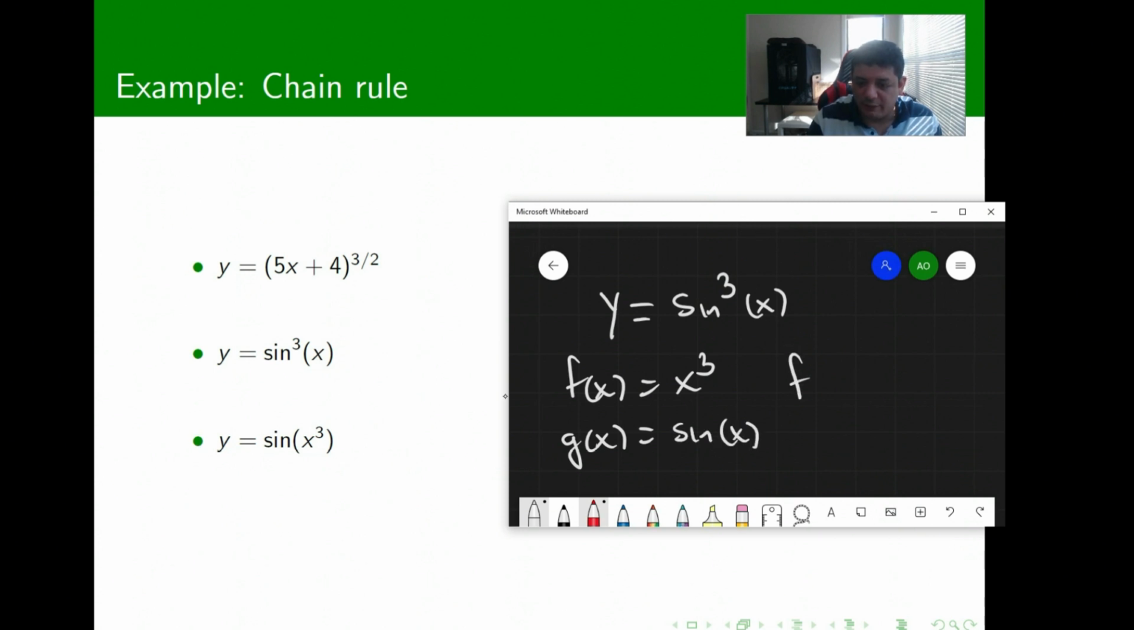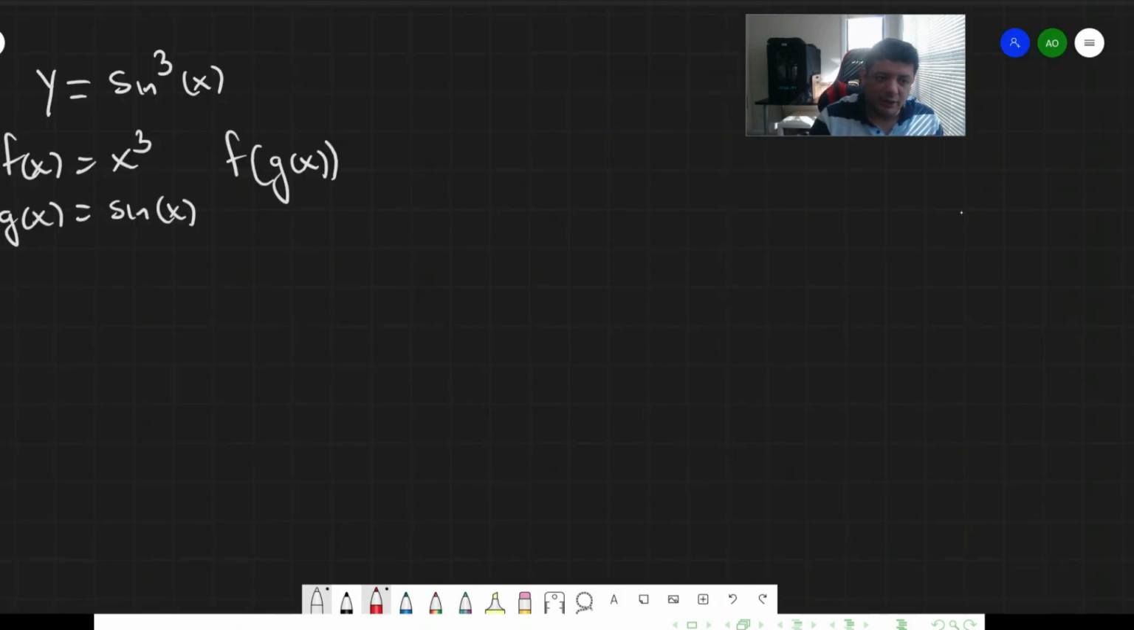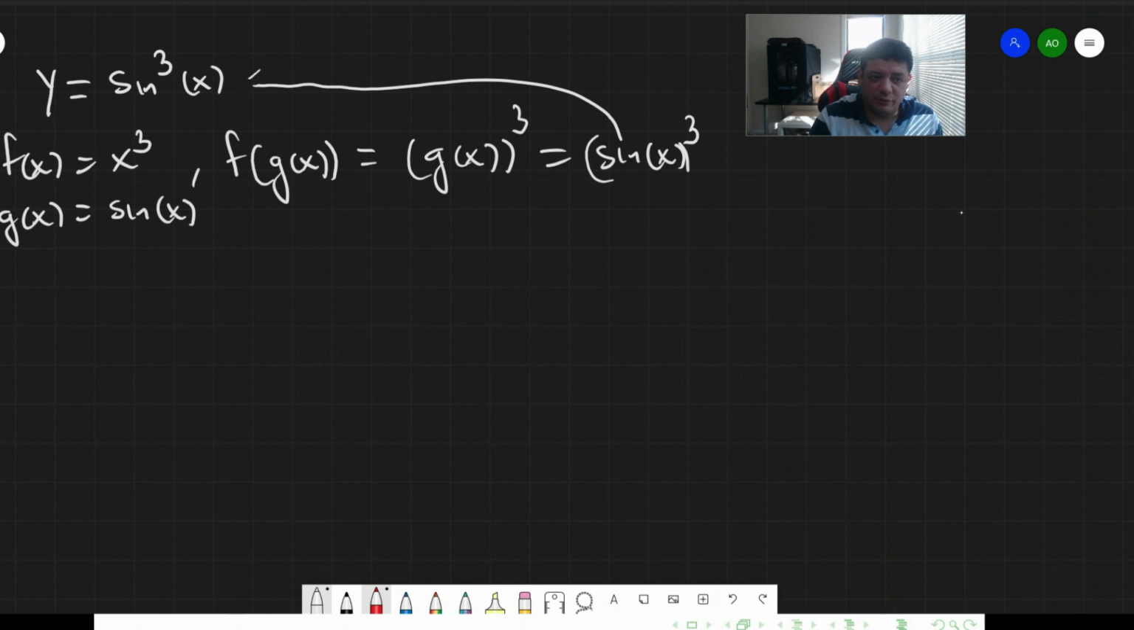So clearly, if we compose f and g, it is essentially g of x cubed, and this g of x cubed is going to be sine of x cubed, which in turn is going to be sine cubed of x. Okay, so identifying who the functions are is key to the chain rule. Once you identify that, then you can just play with the formula.